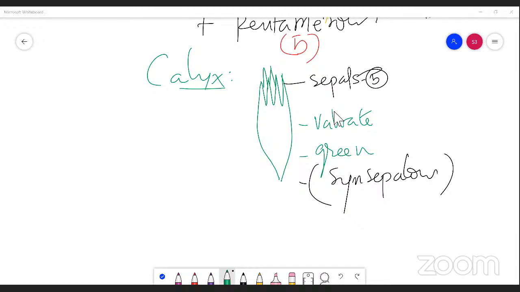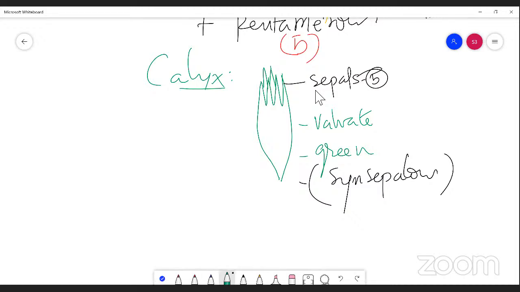Could you recall the systematic position of this family? Class Dicotyledon, subclass Gamopetalae, series Polymoniales. Have you heard about it anywhere? Please recall. Synsepalous, and the type of aestivation is valvate.